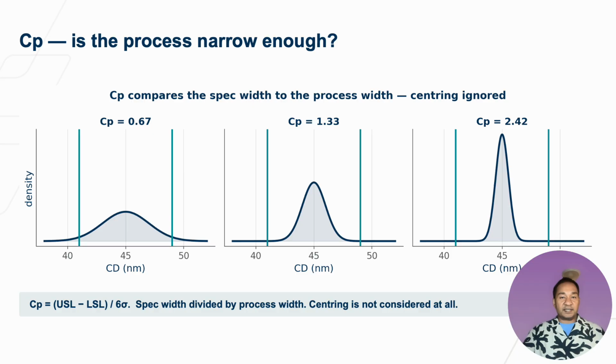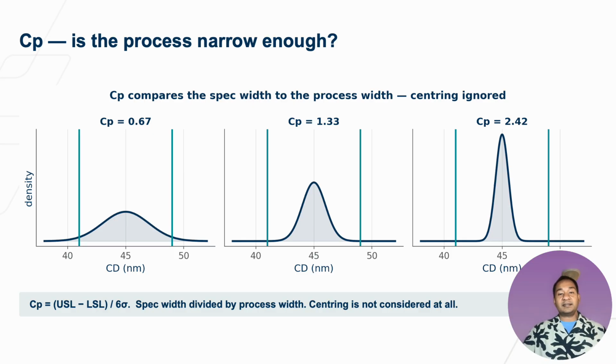Cp of 0.67, the process is wider than the spec. You are making scrap on both sides guaranteed, no matter how well you center it. Cp of 1.33. The spec is a third wider than the process, comfortable. Cp of 2.0, enormous margin. And notice what Cp does not consider at all, where the process is sitting. Every one of these curves is centered. Cp would give you the same answer if they were not.